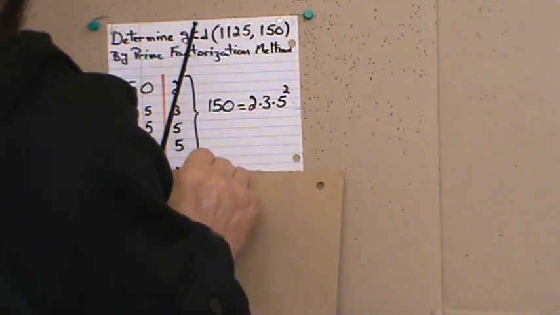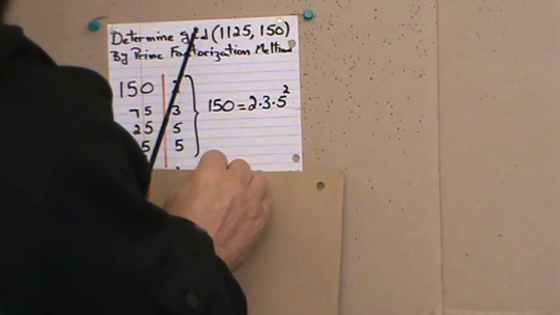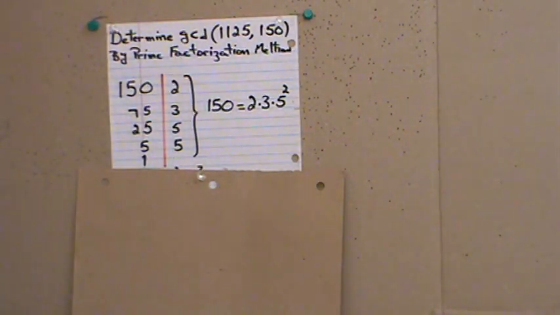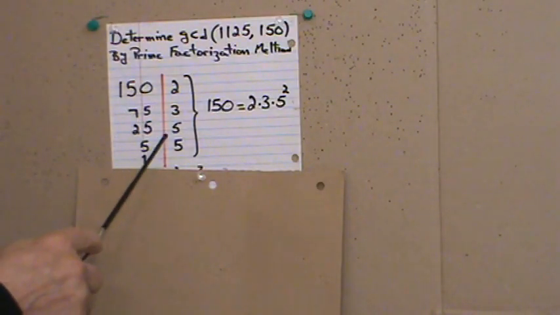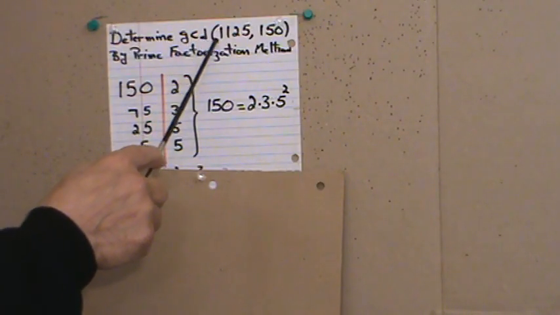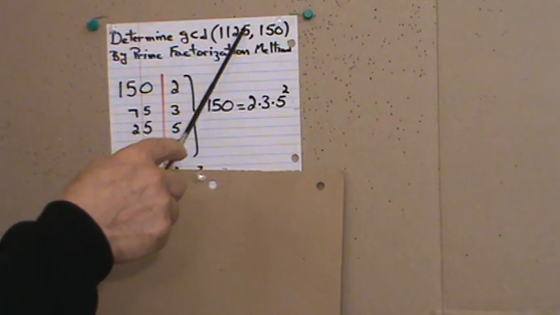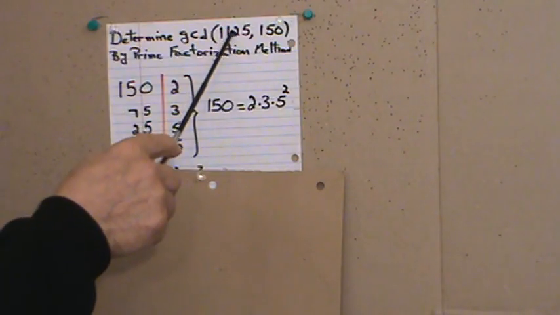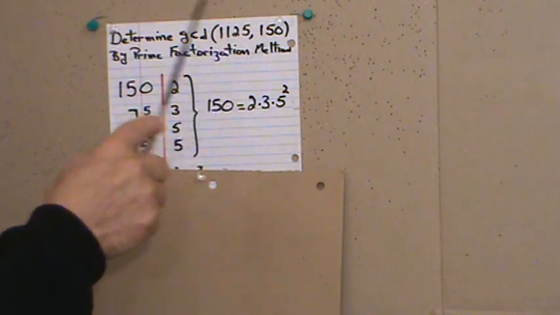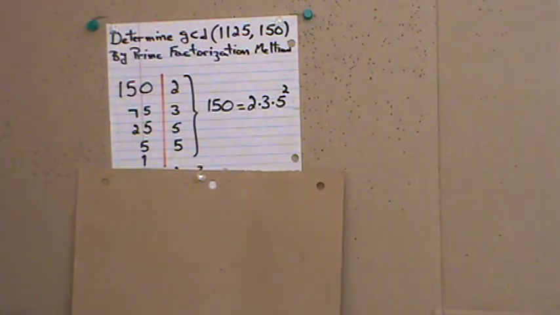Now the numbers that I have selected are those that we are already familiar with. I have used them in the previous lectures for the decomposition of them. We want to know what is the greatest common divisor of 1125 and 150. We are familiar with both of them from the previous lecture.